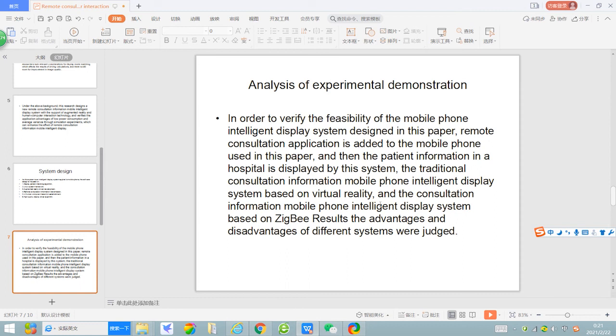Analysis of experimental demonstration in order to verify the feasibility of the mobile phone intelligent display system designed in this paper. Remote consultation application is added to the mobile phone used in this paper. And then the patient information in a hospital is displayed by this system.